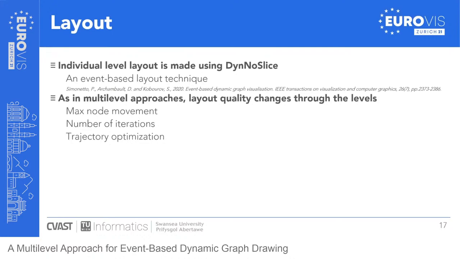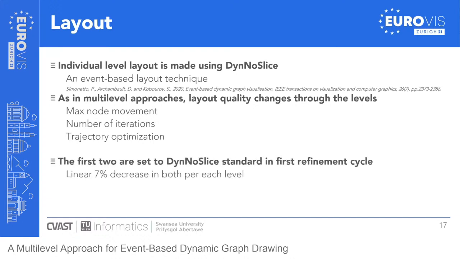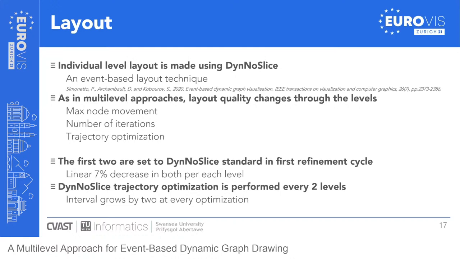Layout is computed using DynoSlice, an event-based layout technique. A pivotal point in multi-level approaches is that parameters that define the layout quality of the algorithm are adjusted through the levels. Specifically, we modify three drawing parameters of DynoSlice: the max node movement, the number of iterations, and the frequency of the trajectory optimization. The first two are set to the standard of DynoSlice in the first refinement cycle, and there is a 7% linear decrease per each level in both. The costly trajectory optimization is first performed every two levels, with this interval growing by 2 every optimization round.